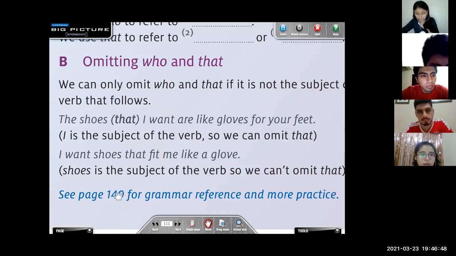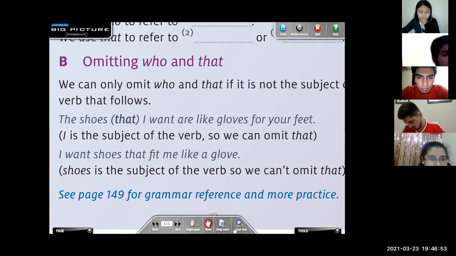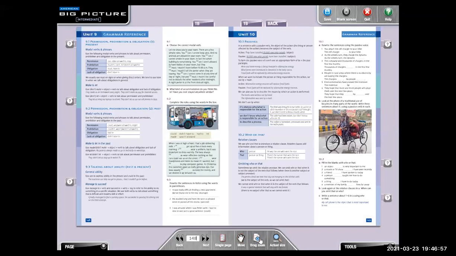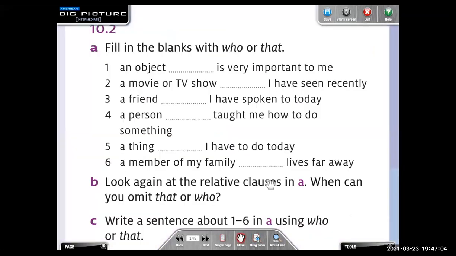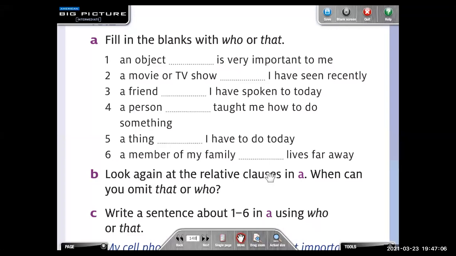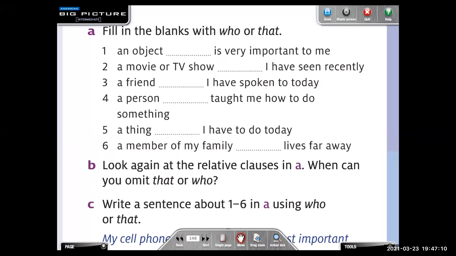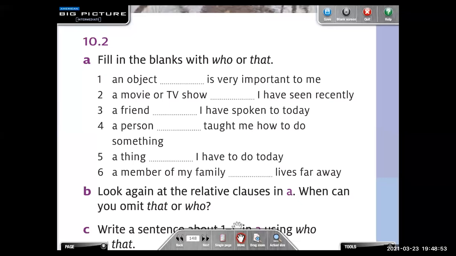Okay, let's go to page 149. We are going to practice a little bit on the grammar reference, okay? Exercise 10.2. Fill in the blanks with who or that. Try to complete this, and then we are going to check. Okay, can we check?